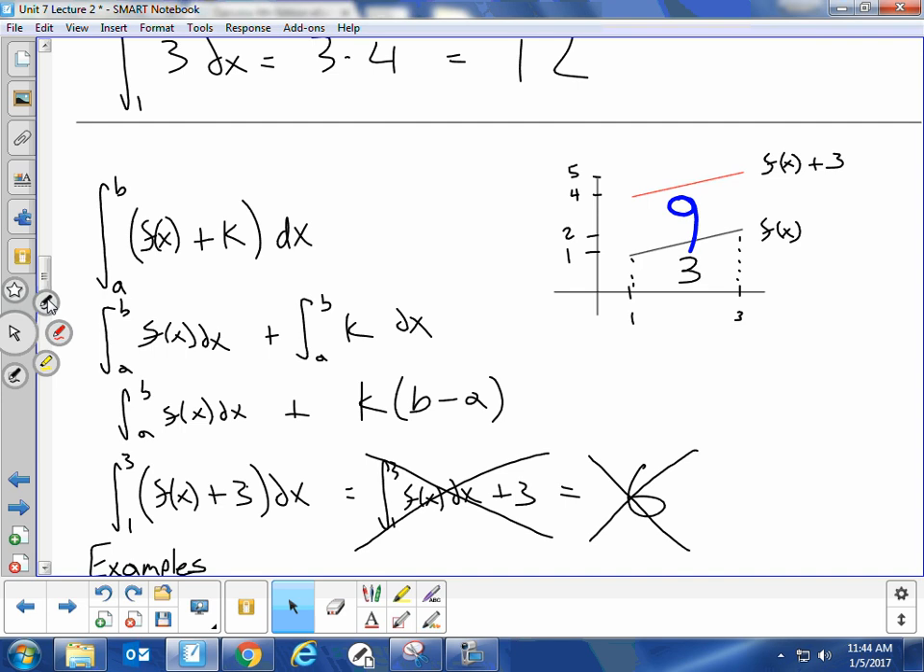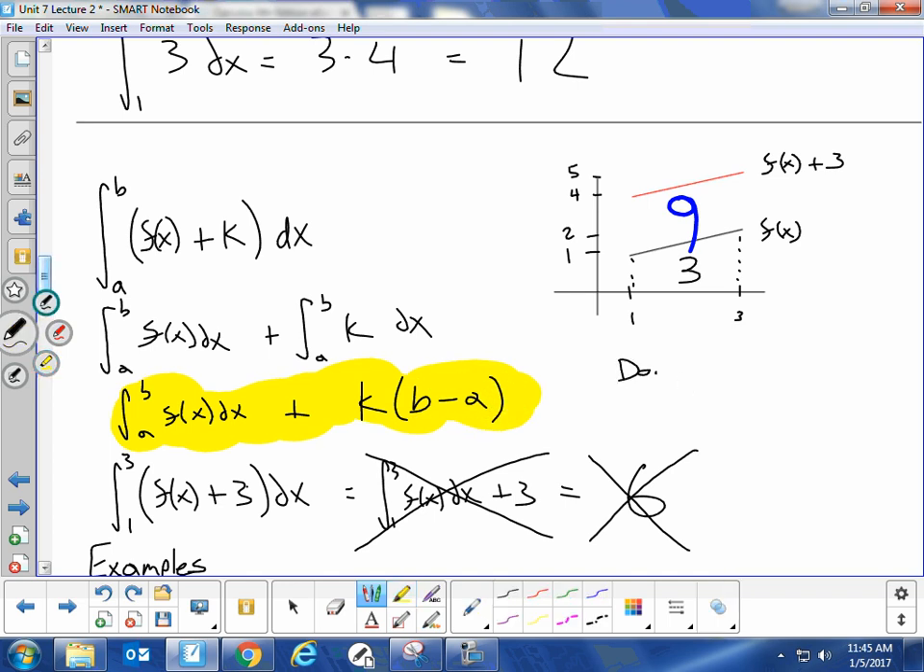Okay, does that make sense? When you shift everything up, you add a rectangle's worth of area, height 3, width 2, to the already existing area of 3. So don't just add constants to areas.